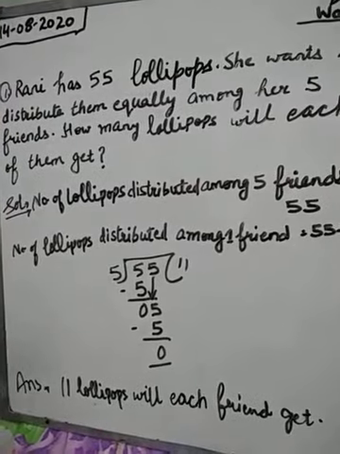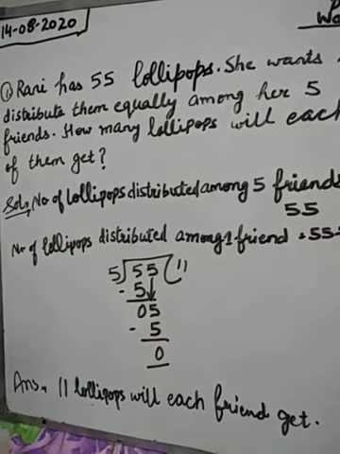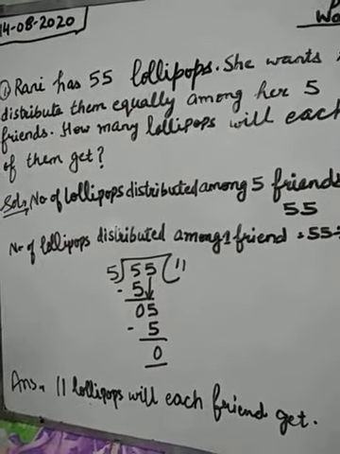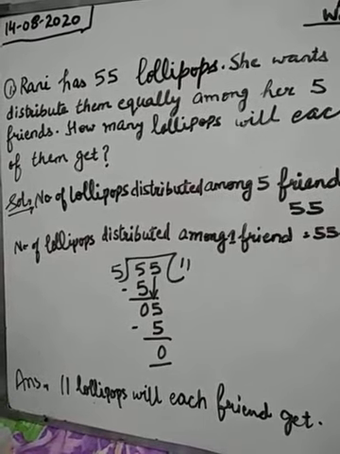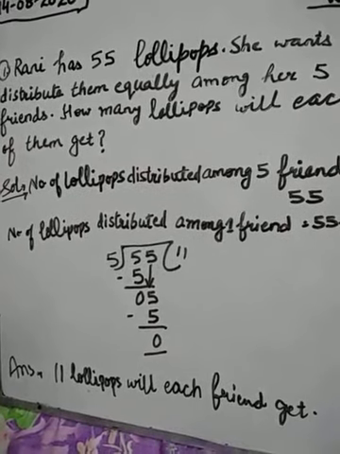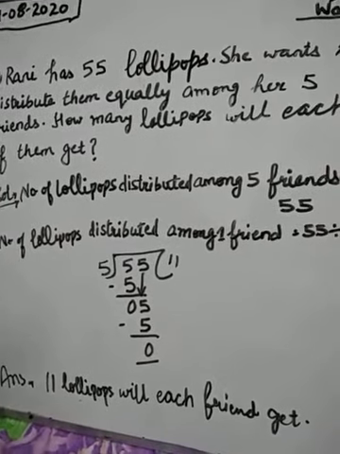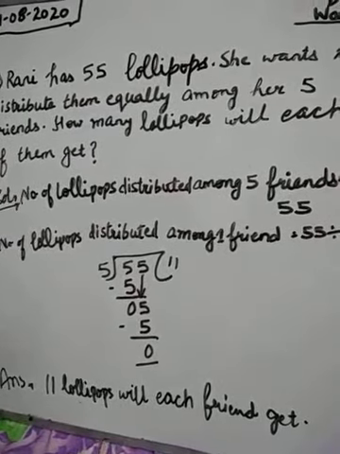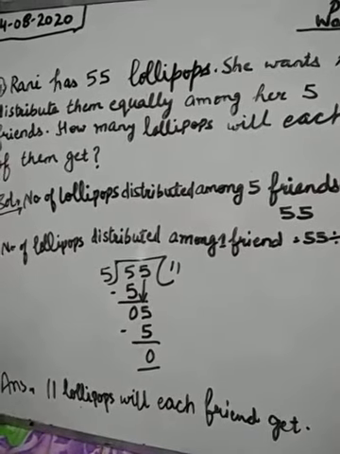Now I will explain this in Hindi. रानी के पास 55 लॉलीपॉप्स हैं. वह अपने 5 फ्रेंड्स के बीच में ये इक्वली डिस्ट्रीब्यूट करना चाहती है. तो आपको बताना है कि हर एक फ्रेंड को कितने लॉलीपॉप्स मिले.